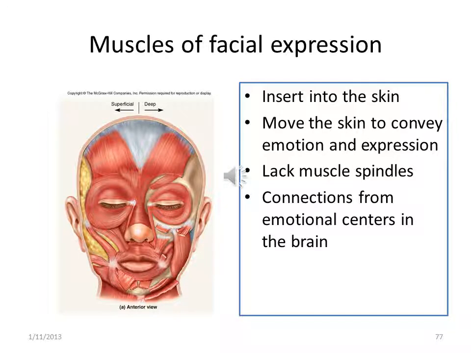Here's a picture of the muscles of facial expression which you learned about in anatomy. These are very small, delicate muscles that insert into the skin and move the skin of the face in order to convey expression and emotion. These muscles lack muscle spindles, and they, among all muscles in the body, have a huge number of connections from emotional centers of the brain, so that our facial expressions can reflect what we are feeling.